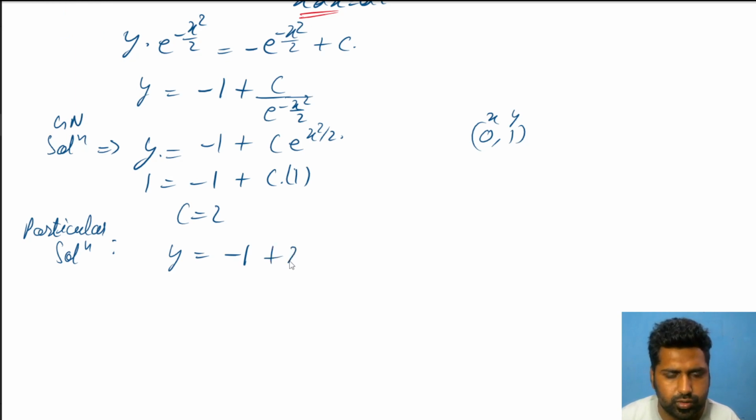Minus 1 plus 2 into e raised to power minus x square by 2, not minus x square by 2. Okay.